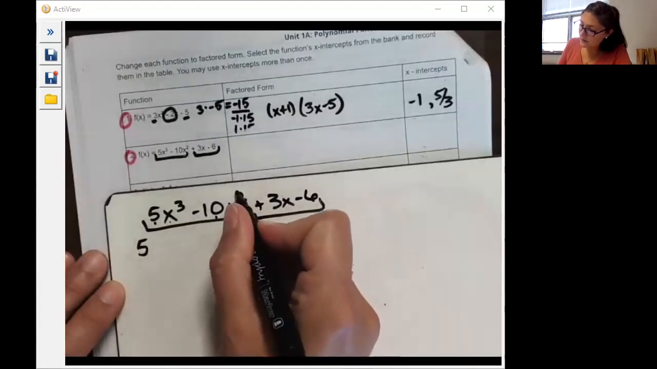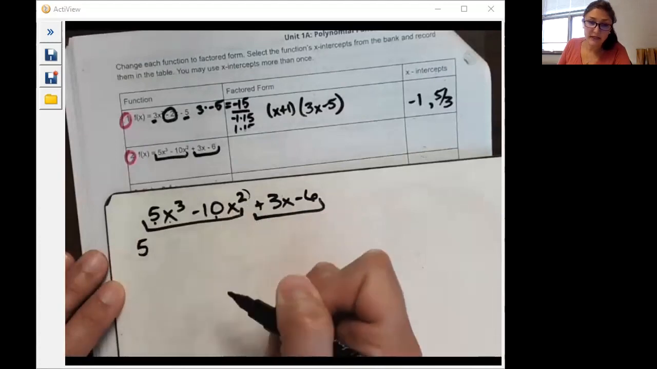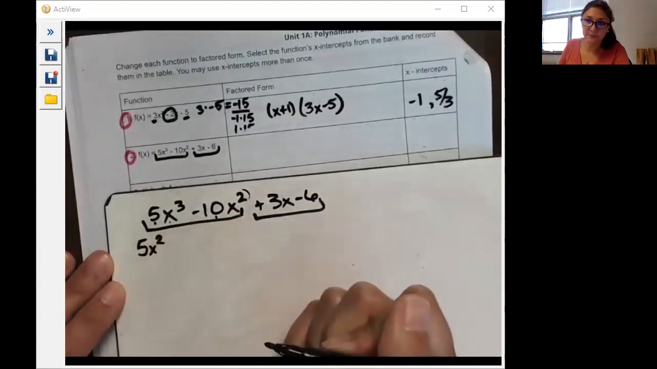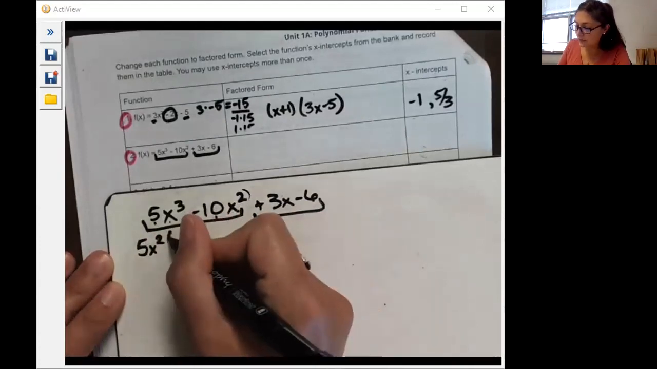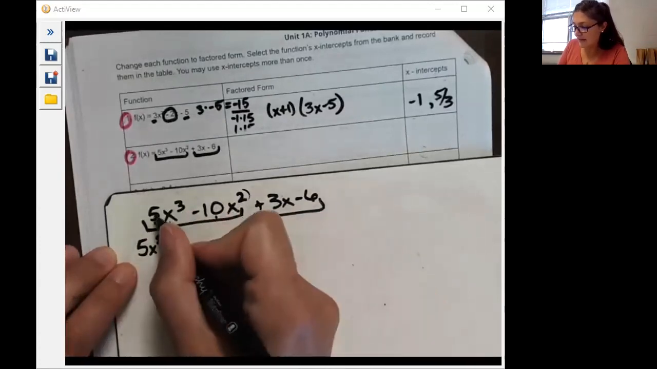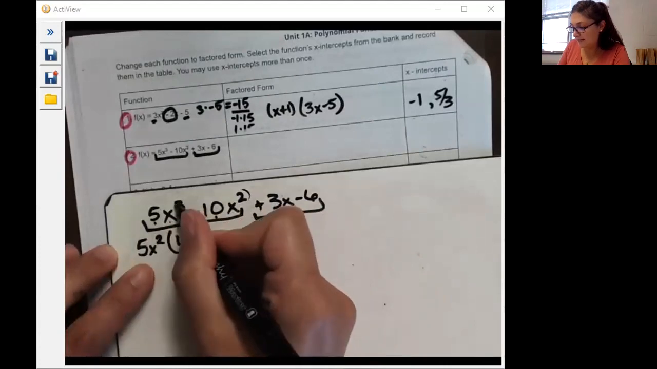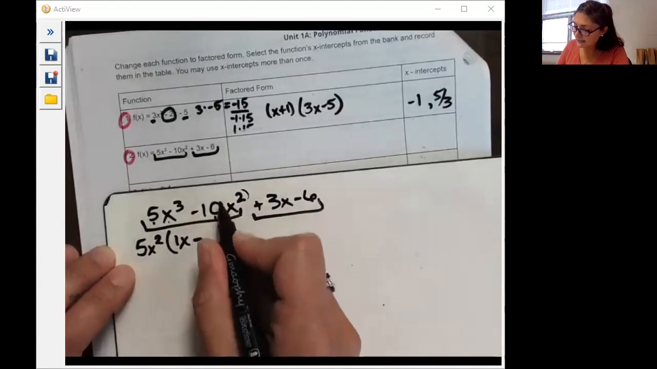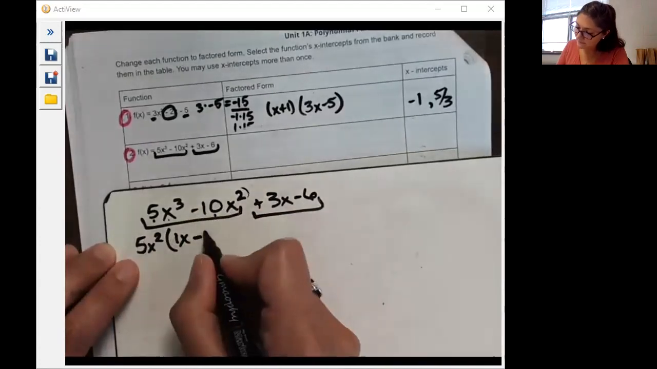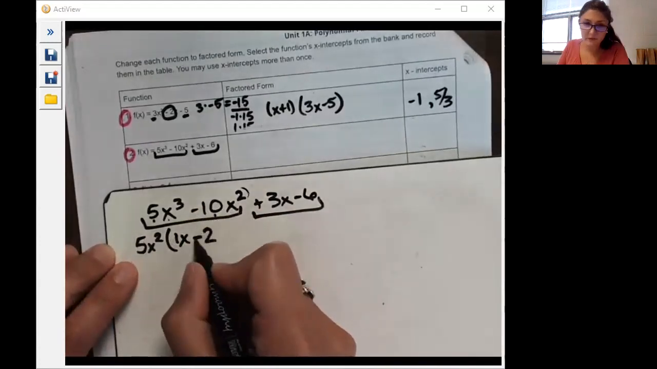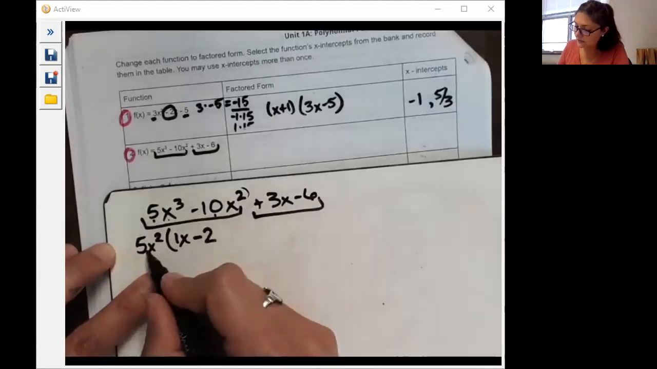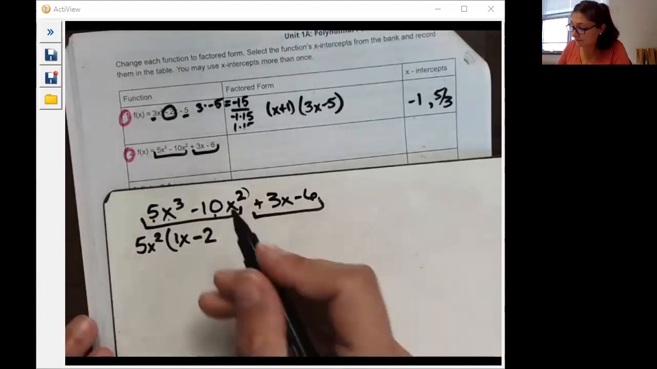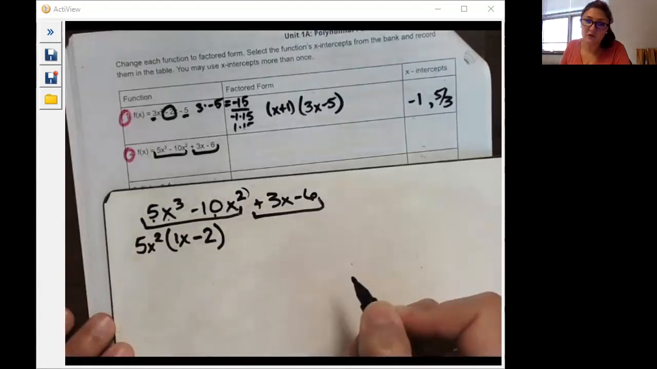Remember, we want to factor out whatever that smallest exponent is for the x. So I'm actually going to take out a 5x squared. Then I'm going to write what's left over. 5 divided by 5 would be 1. X cubed divided by x squared would be x. Minus -10 divided by 5 would be -2. Okay, so -2 there. And then x squared divided by x squared would be 1. No more x's. So I would just have x minus 2 in parentheses there.